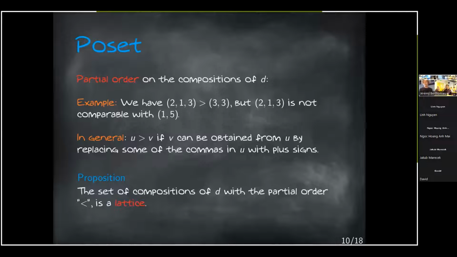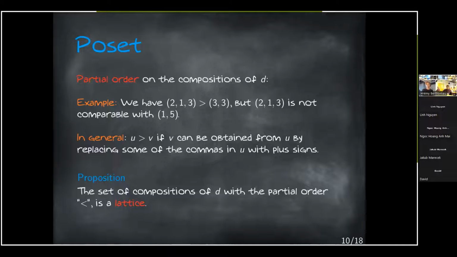But this is a nice partial order. It gives the set of compositions of d the structure of a lattice. For anyone who doesn't know what a lattice is, if you have two compositions, there exists a so-called join of these two compositions. That's a minimum composition which is greater than both of them. Similarly, there exists a unique meet, which is a maximum composition which is smaller than both of them. That's a nice property we will be needing.